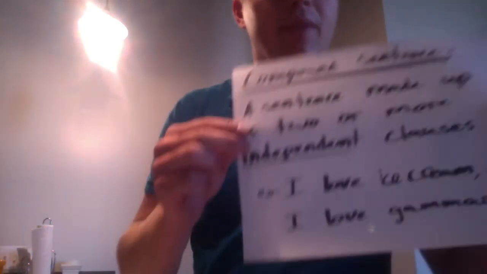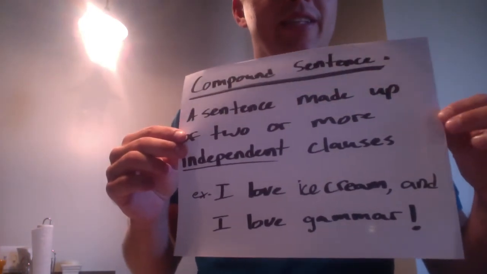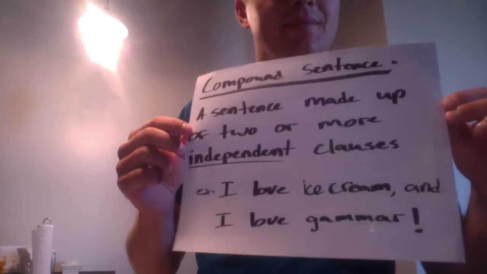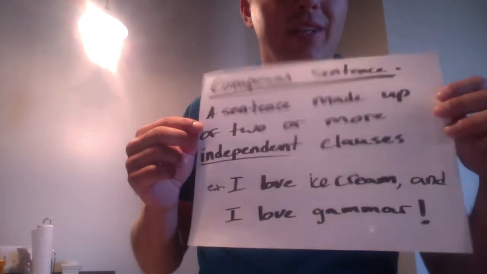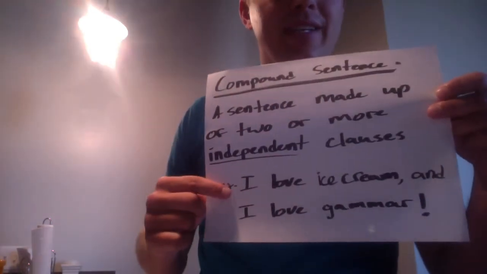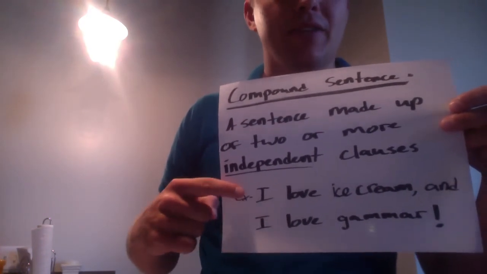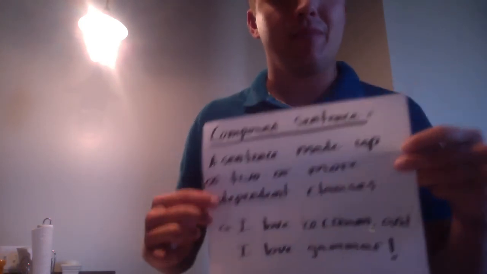Okay, the next term for you is called a compound sentence. A compound sentence is a sentence made up of 2 or more independent clauses. So for example, I love ice cream and I love grammar. You'll notice that this is one sentence that is made up of 2 independent clauses. One clause is I love ice cream, and the other clause is I love grammar. These are joined together and make a compound sentence.